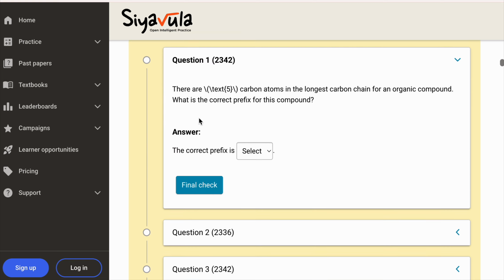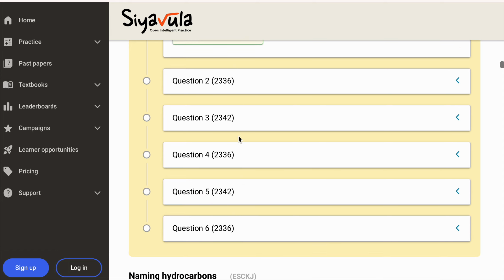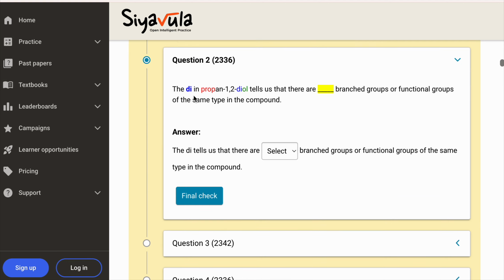Let's interact with this. There are 5 carbon atoms in the longest carbon chain for an organic group. What is the prefix? It is pent. Yes. The di in propane-1,2-diol tells us that there are dash branched groups or functional groups. There are 2.